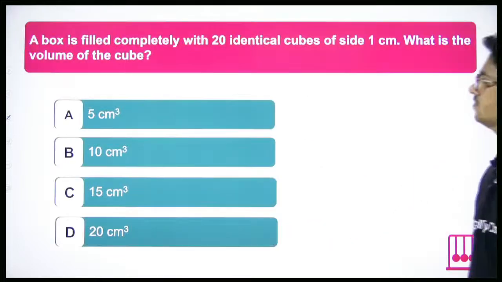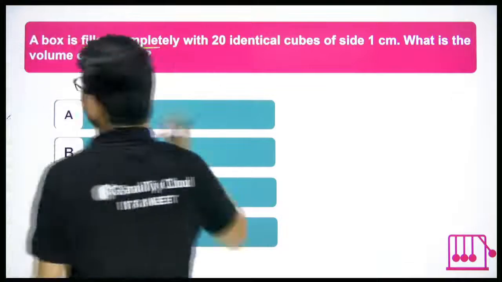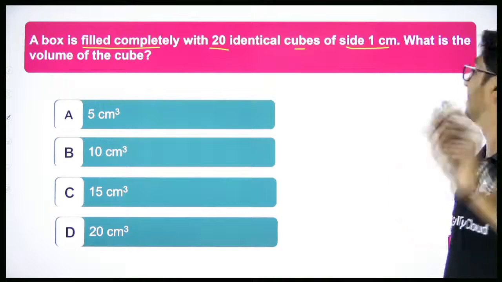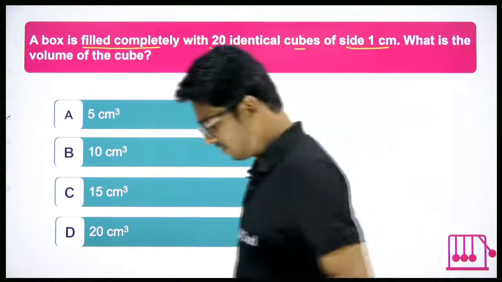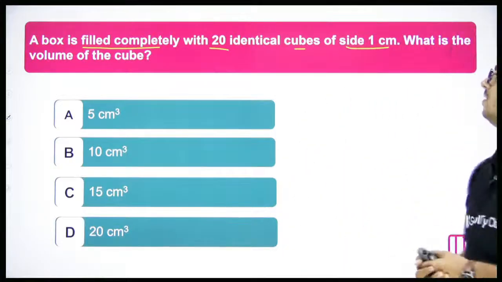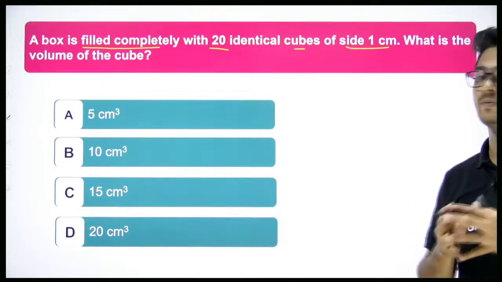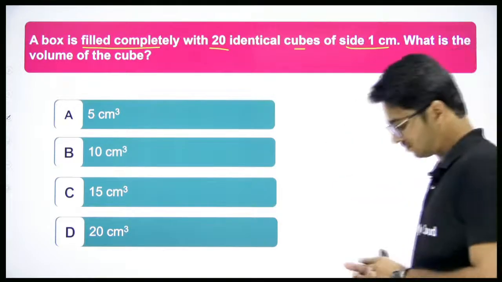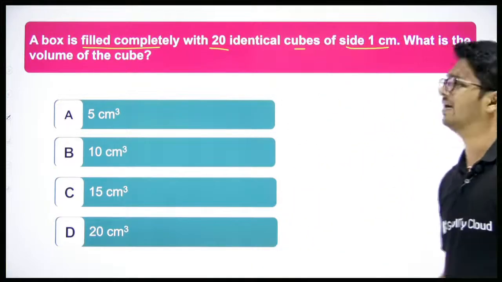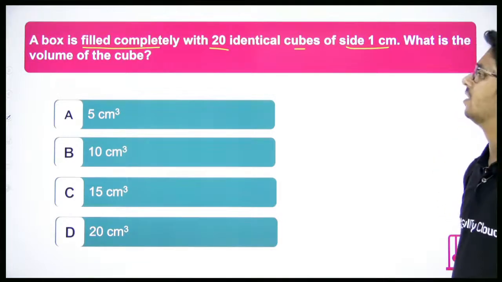That's it. Another question. A box is filled completely with 20 identical cubes of side 1 centimeter. What is the volume of the cube? You have a few options, so please solve it, everyone. Very quick, 20 seconds should be enough. I'm not giving you a timer in this case, so please solve it.